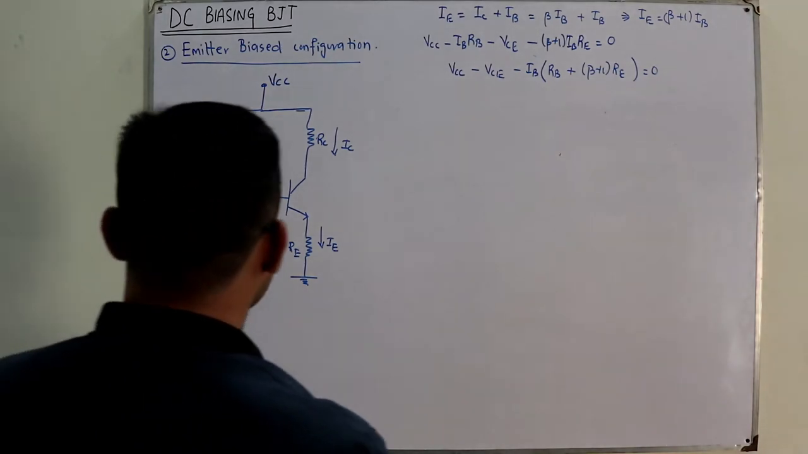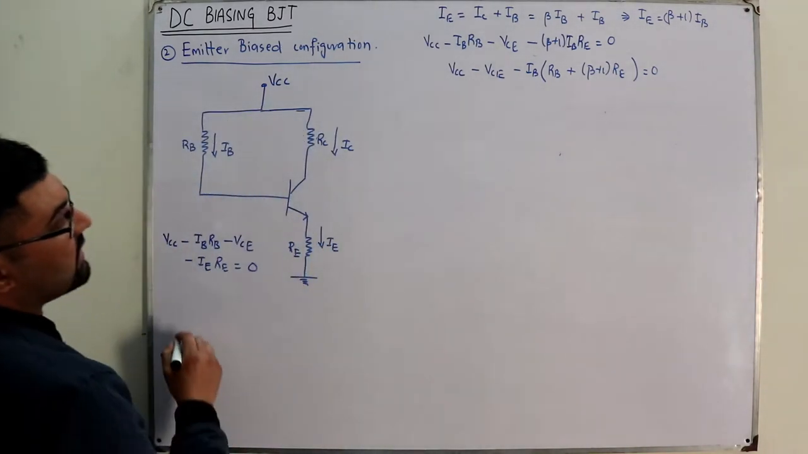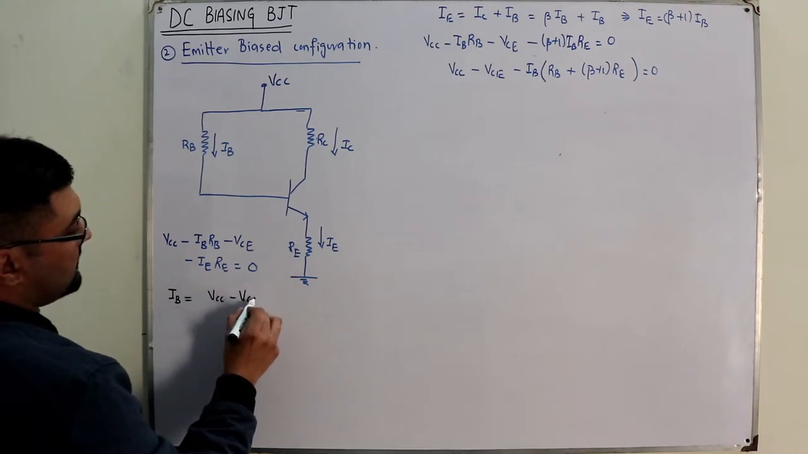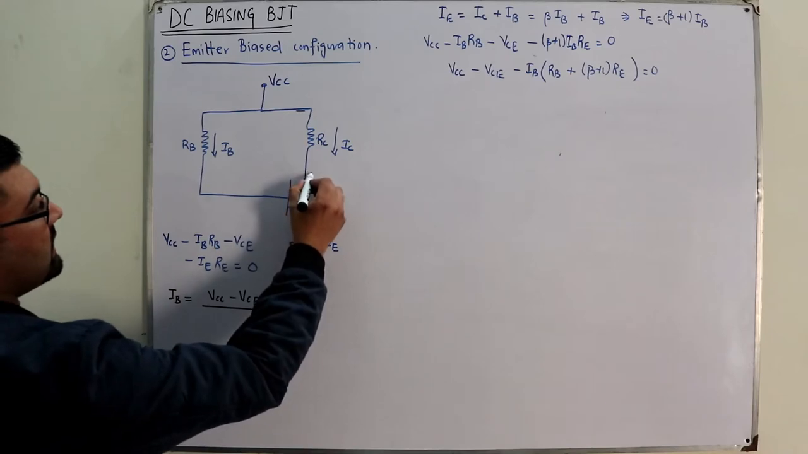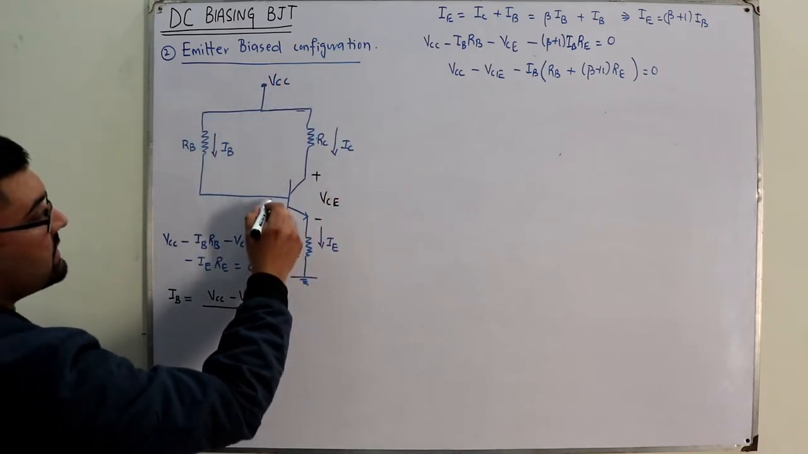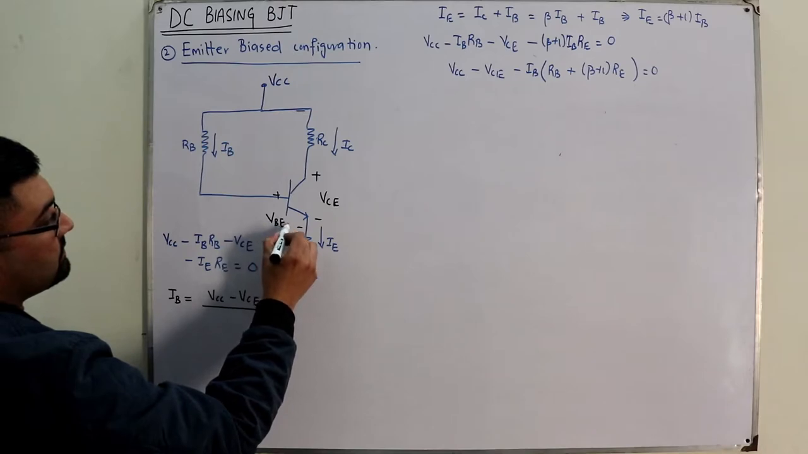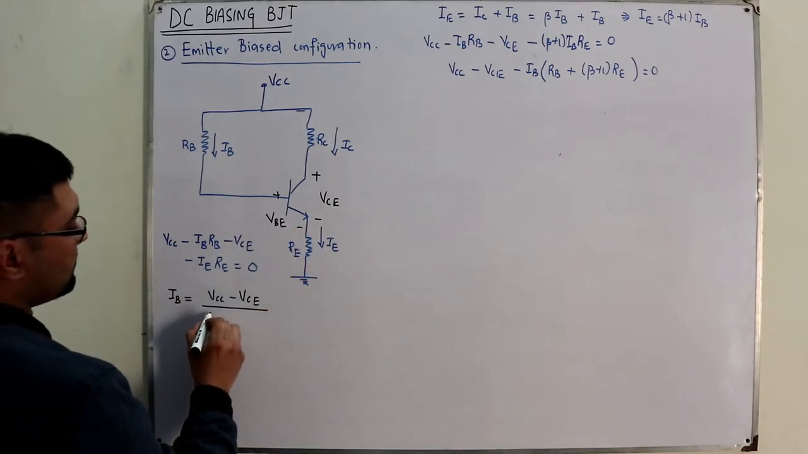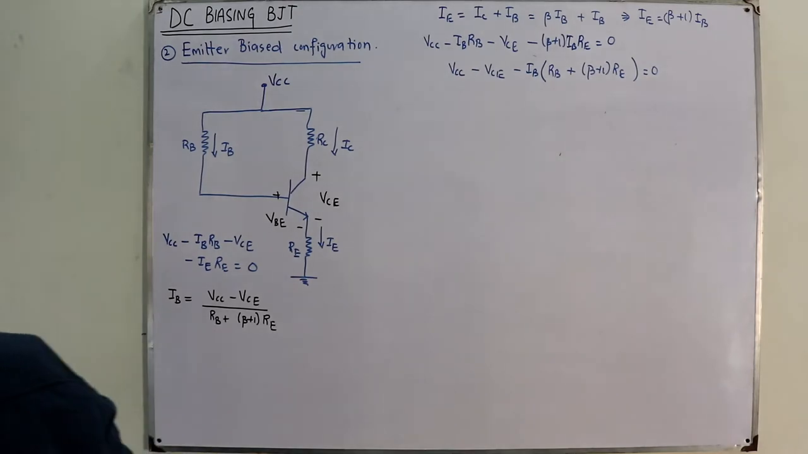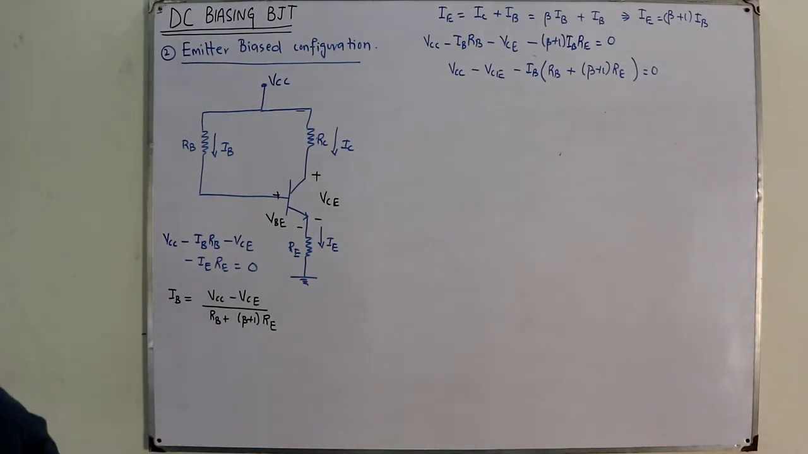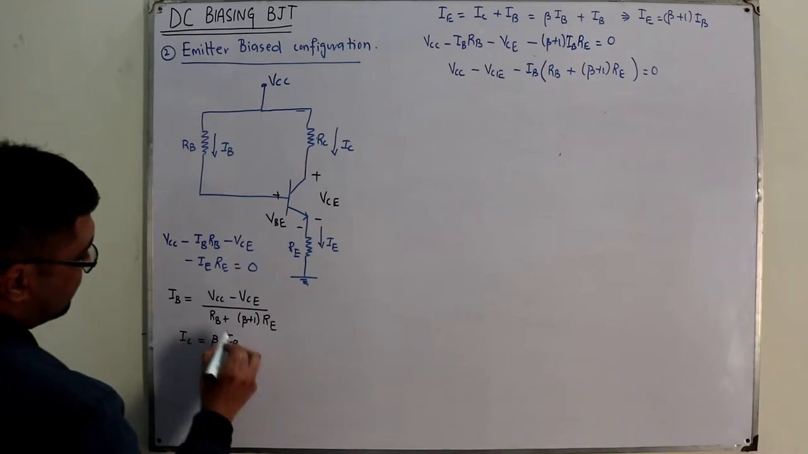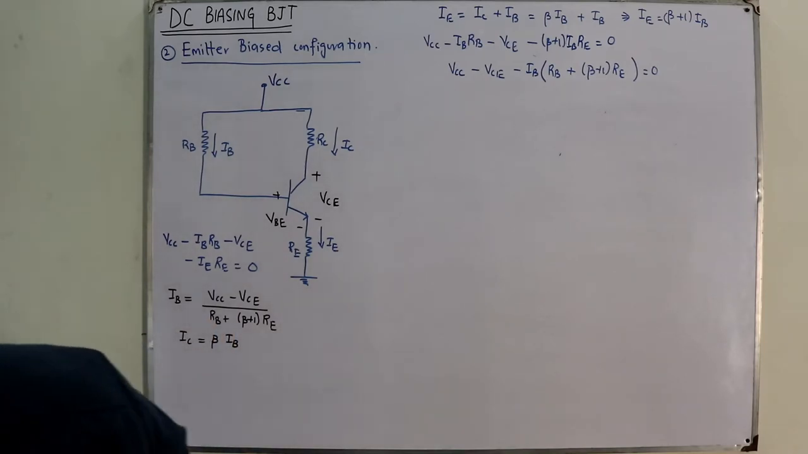So from here you can write the value of IB. IB is VCC minus VCE. VCE is the collector to emitter voltage. The emitter is at ground and VCC is at a positive potential, that is why we take VCE. Similarly over here, minus VBE. And this is divided by RB plus beta plus 1 times RE. Isn't it like this? It is. IC is beta times IB. Fine.